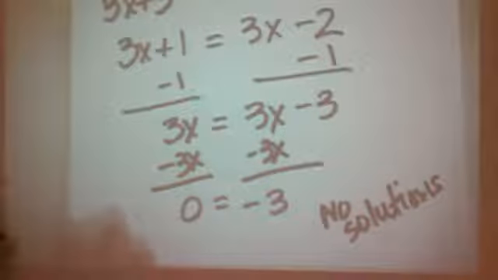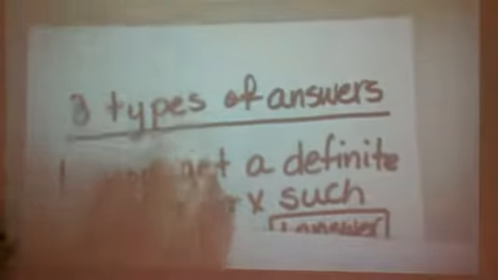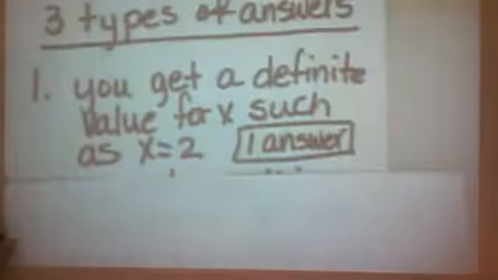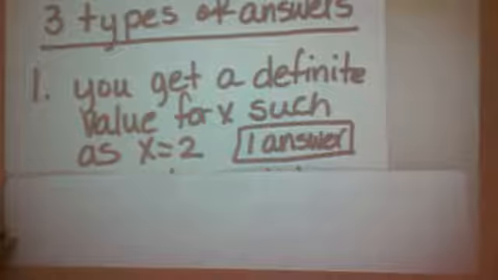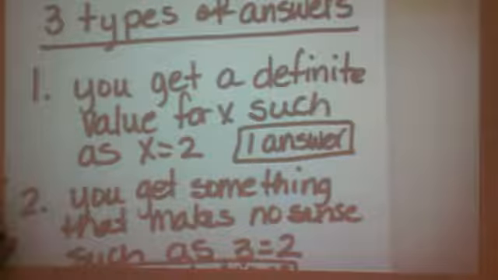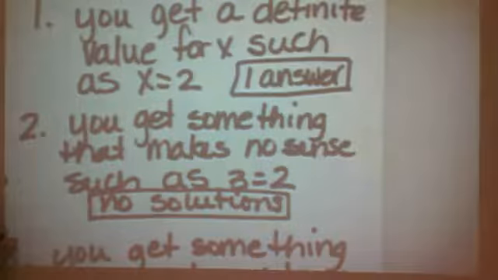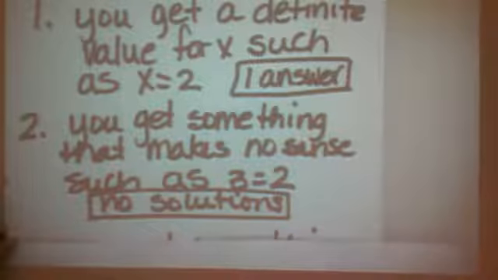So in this course, you're going to have 3 different types. Let's talk about that real quick before we wrap up. The first type is one where when you do your work, you get an answer, and it looks nice and pretty. You get something like x equals 2, x equals 3. That means you have one answer for this linear equation. Or you could do like we just did, and when we got something that makes no sense, such as 3 equals 2 or 0 equals negative 3, that means there's no solution for this particular equation.